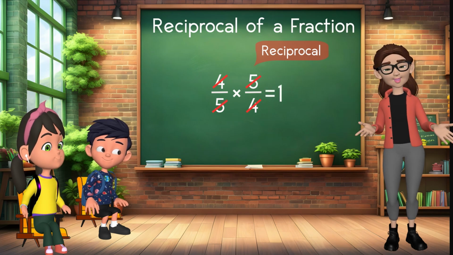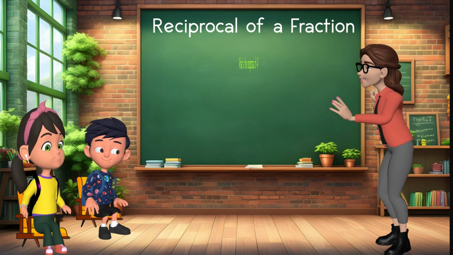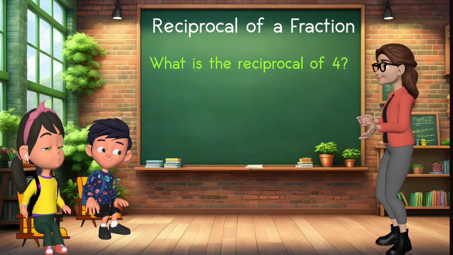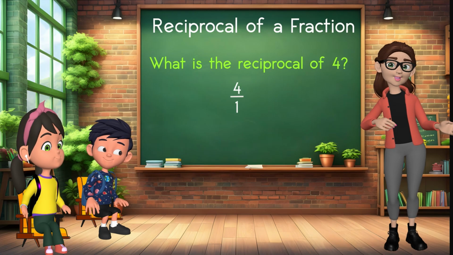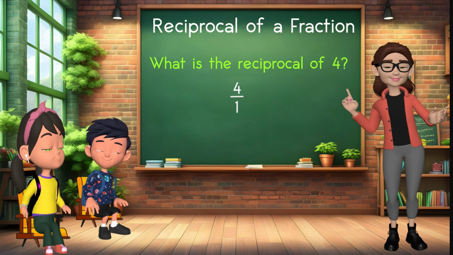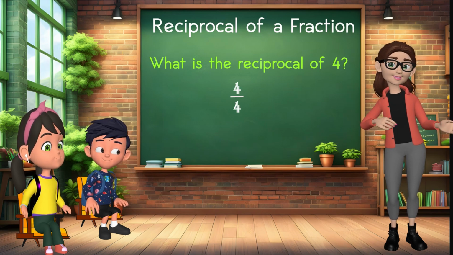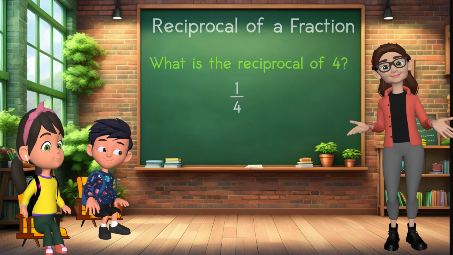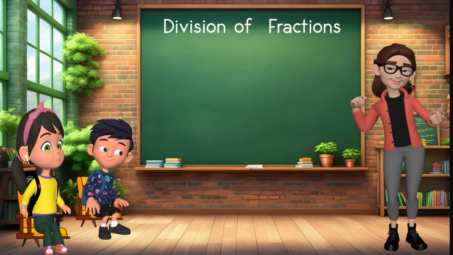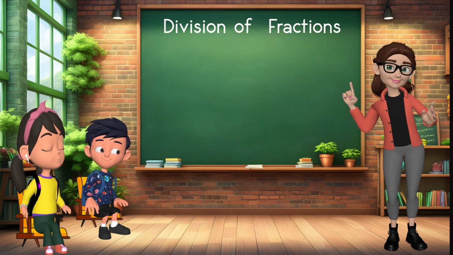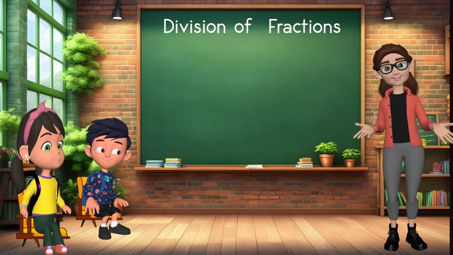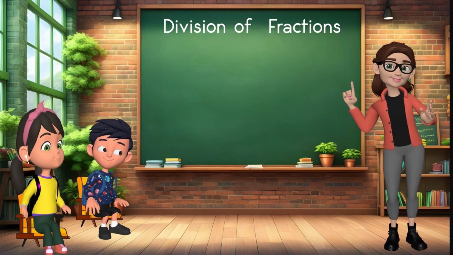Now, can you tell me, what is the reciprocal of 4? Okay, let me explain to you. 4 can be written as 4/1. Thus, the reciprocal of 4 is 1/4. Division of fractions. When a fraction is divided by a whole number or a fraction, the reciprocal of the divisor is found and multiplied with the fraction.